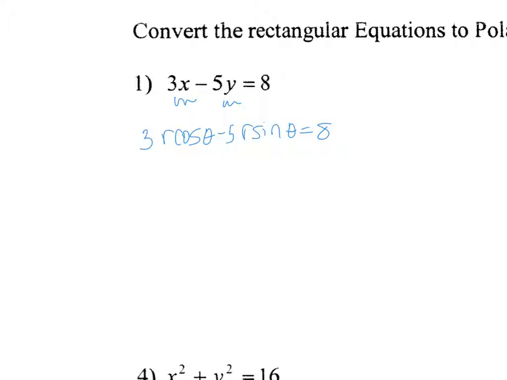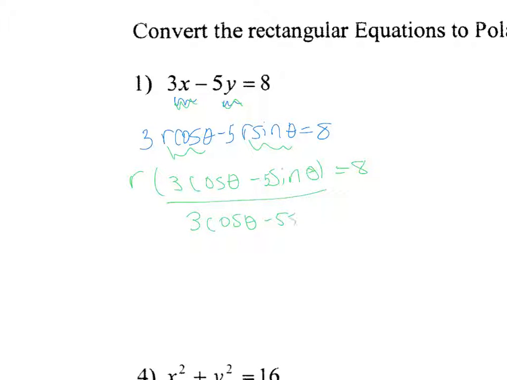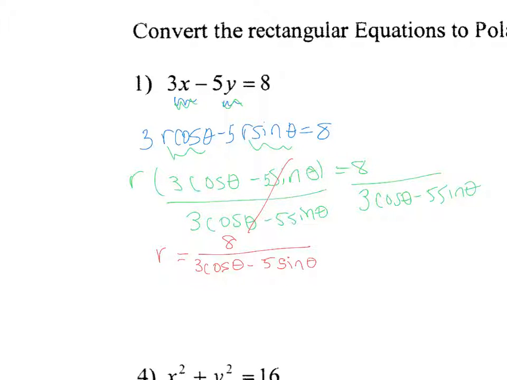So we first replace x with r cos theta, y with r sine theta, then we factor out the r, and then we're going to divide by the expression inside the parentheses. So 3 cos theta minus 5 sine theta on both sides. So once we divide both sides by that, we end up with our final answer. Remember, you want to make sure r is isolated.